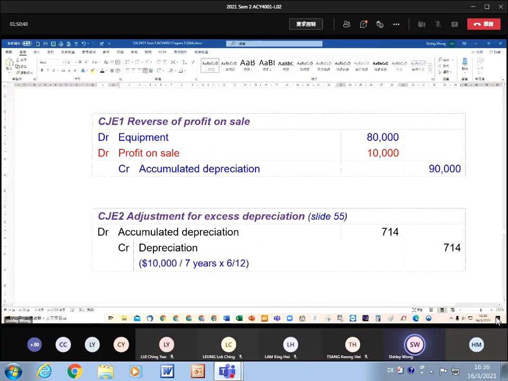How to calculate it? The profit is 10,000, and then it is divided by the remaining useful life. Remaining useful life is 7 years. And always remember, we need to reverse only half year's depreciation, that is 6 months. Therefore, it should be times 6 months. If you are able to calculate it correctly, then it implies that you really looked very clearly at the question, because it happened in the mid of the year. Therefore, you need to calculate half year's depreciation to do that.